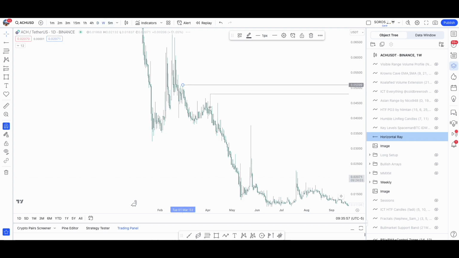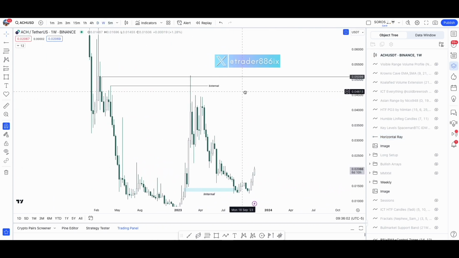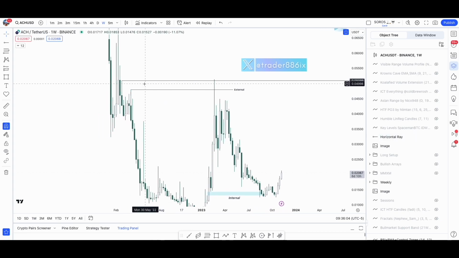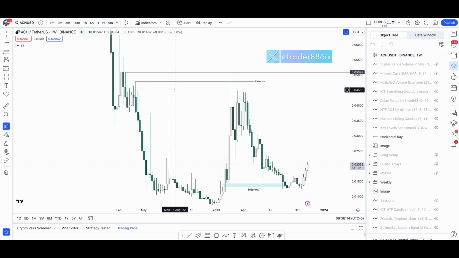right there and then pop back into the weekly, you'll see that got tagged. So this was a stop run. You just got to think logically. If you were retail and you were shorting here, where would you have put your stop? And then assuming the price reversed and started moving up, for people that don't honor their stops, where would they have moved it up to?